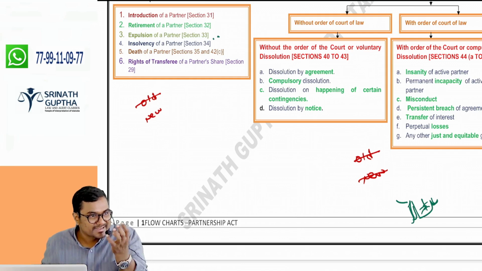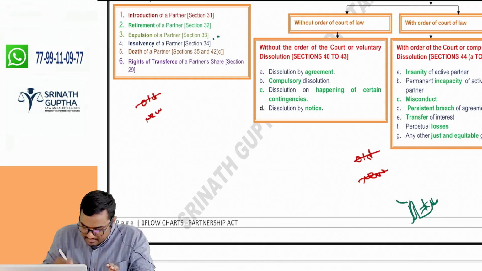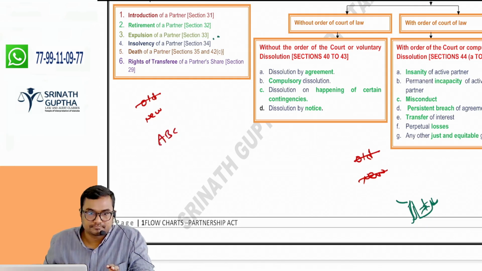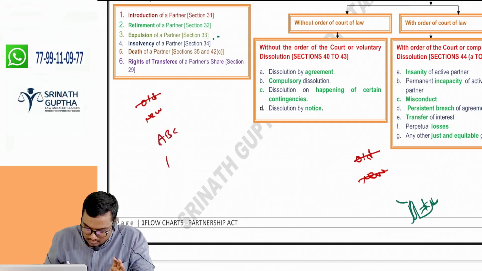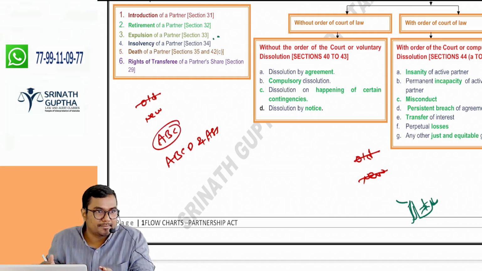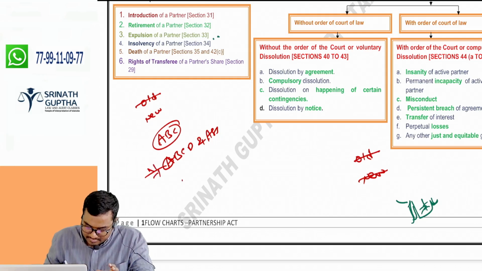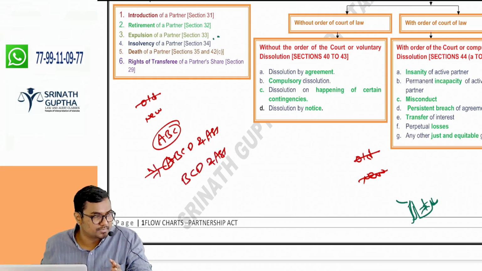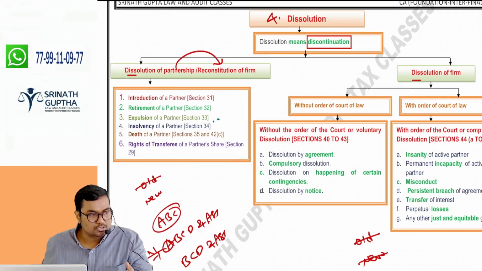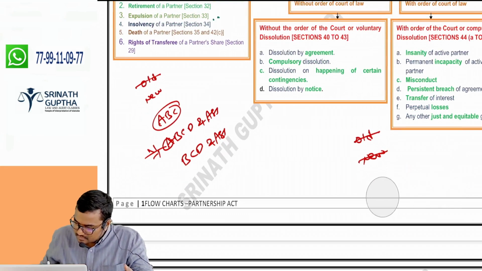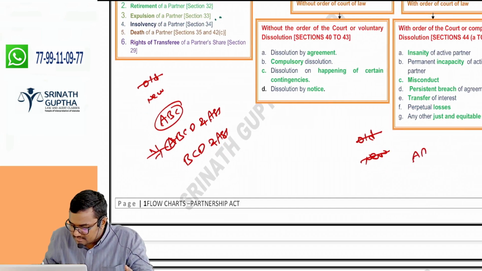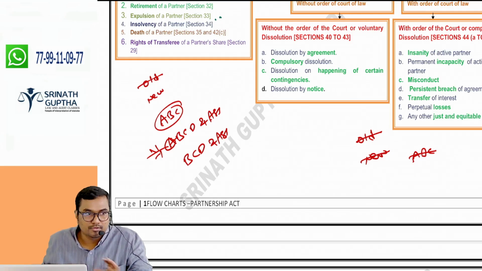Resolution of partnership is recreation of the firm. A firm was created between A, B, C. Now D comes in, so ABCD is recreated. The old firm between ABC is closed and a new firm between ABCD is recreated. If A retires or A dies, then between BCD a new firm is recreated. Resolution of the firm means the old firm between A, B, C comes to an end and no new partnership comes into existence.